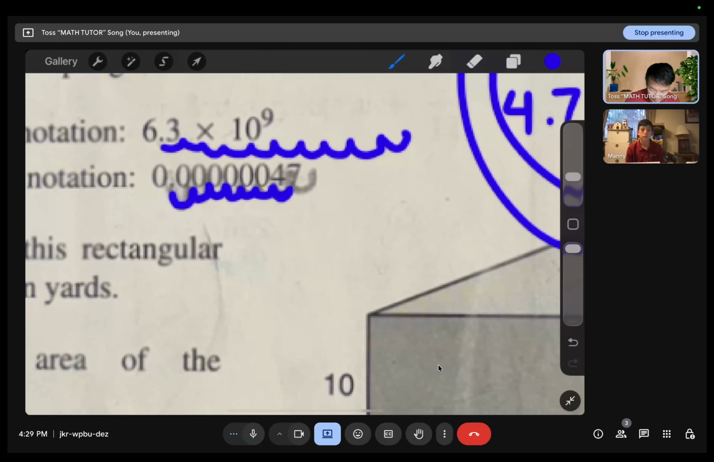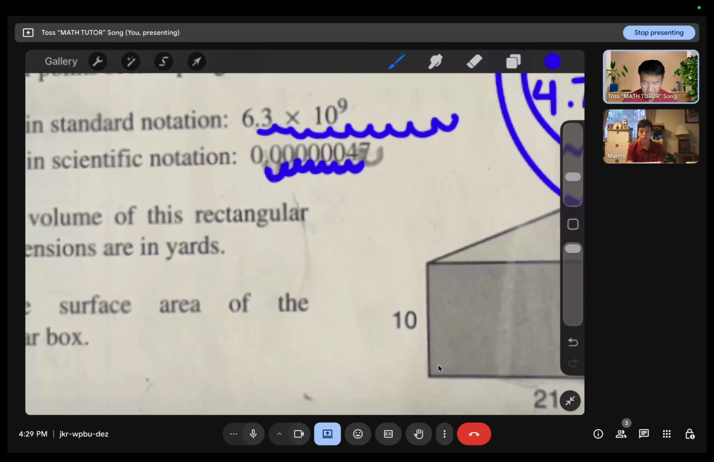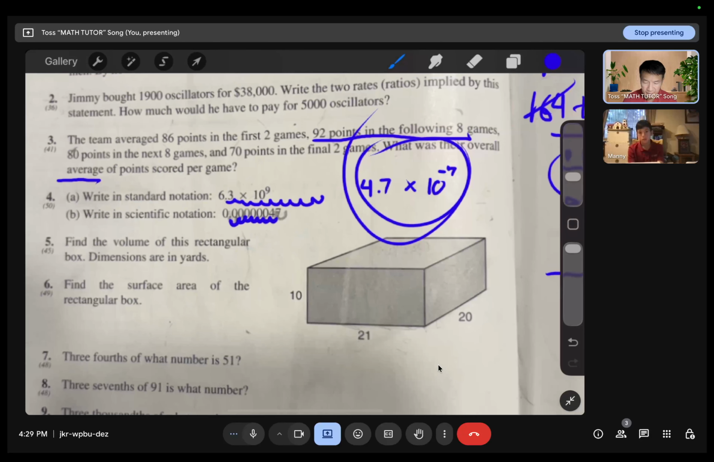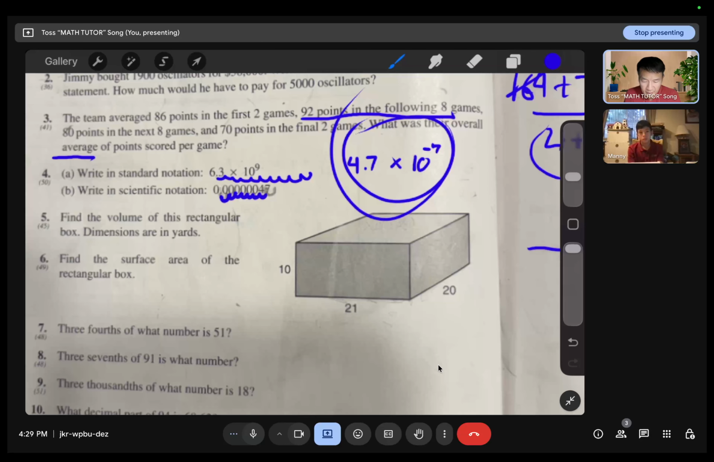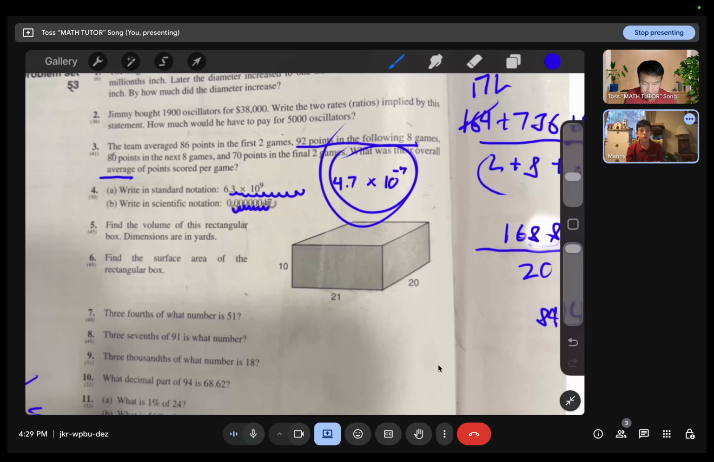Double check. 5, 6, 7, yeah, looks good. Okay, what about 5? Find the volume of this rectangular box. How would you do that? So it's volume this time. It's 10 times 21 times 20.